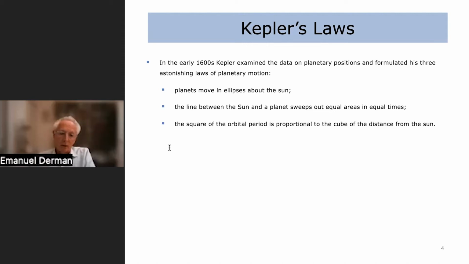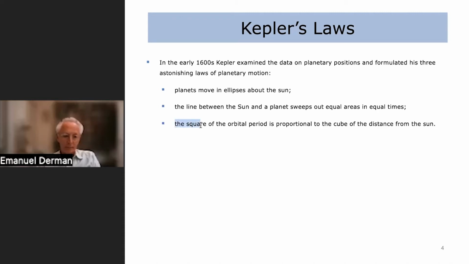The second one, which I'm going to talk about in a little bit more detail on the next slide, is that the line between the sun and any planet sweeps out equal areas in equal times. This is phrased in a sort of complicated but simple way: as the planet moves, the line between the sun and the planet sweeps out equal areas in equal times. And this relates the position of the planet at one point in the orbit to another.